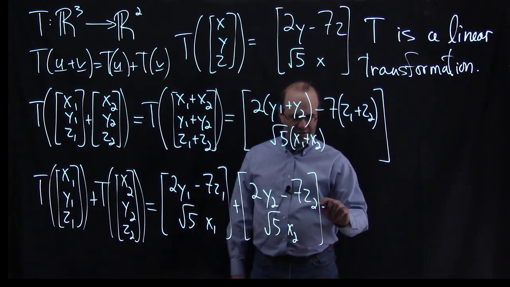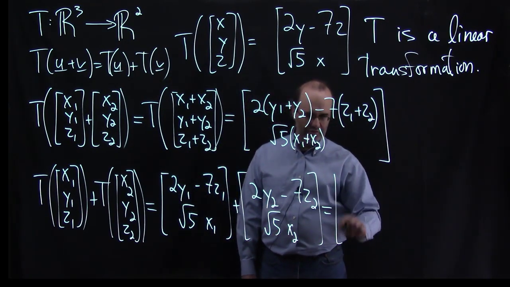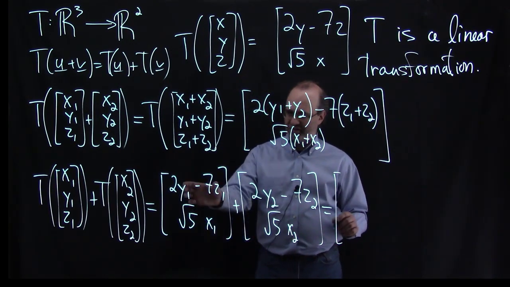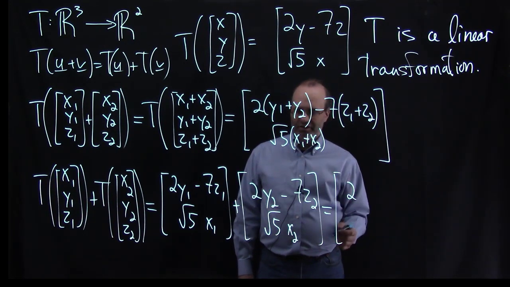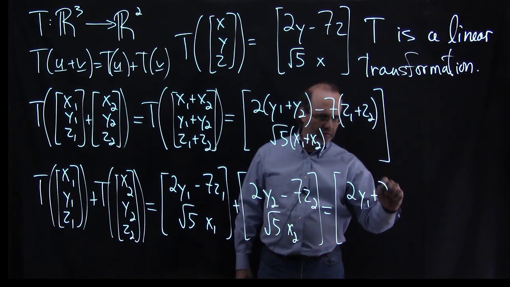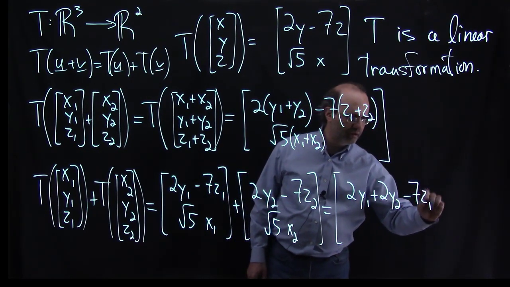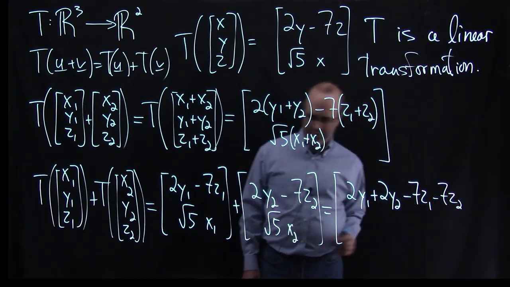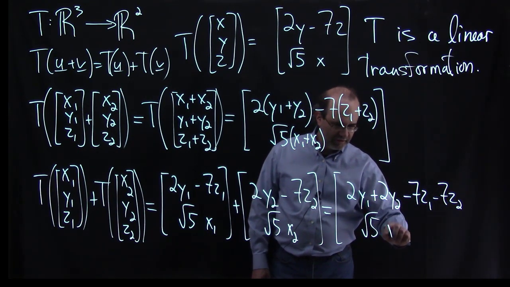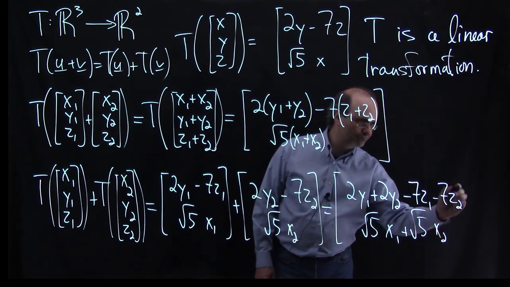Okay, now I can sum these two. Right, so if I sum these two, well, we just add components. The first component becomes the sum of this plus that. So I can write it as 2y1 plus 2y2 minus 7z1 minus 7z2. And the second component is just square root of 5 times x1 plus square root of 5 times x2.